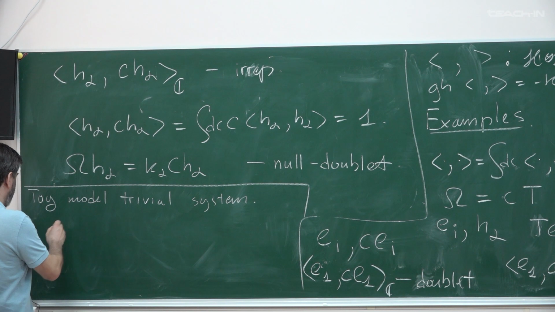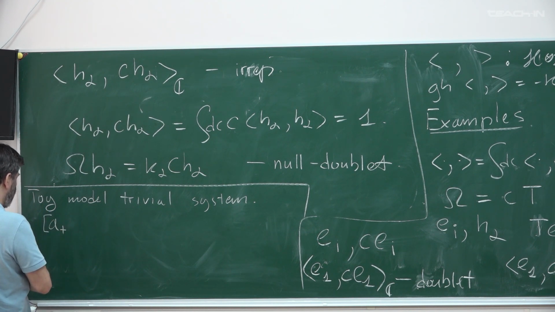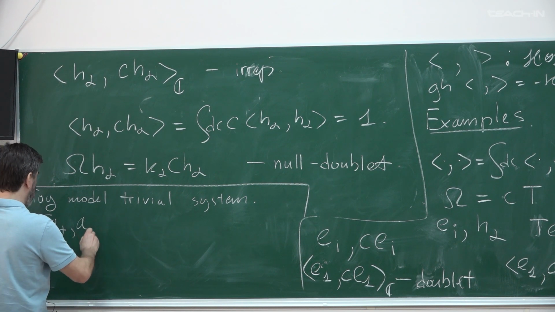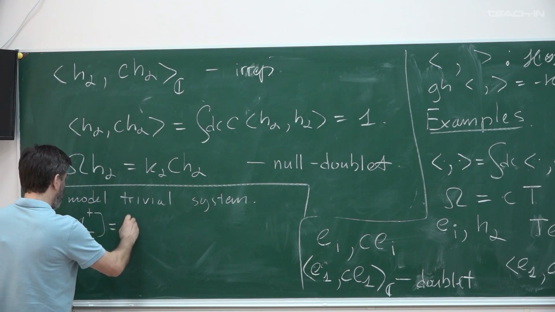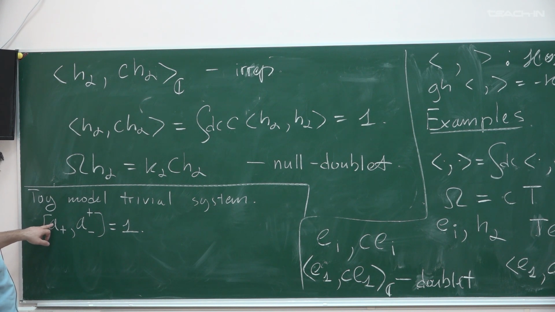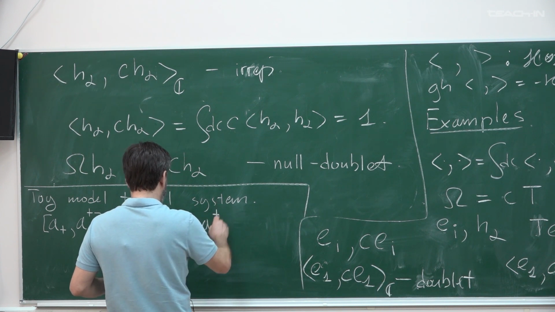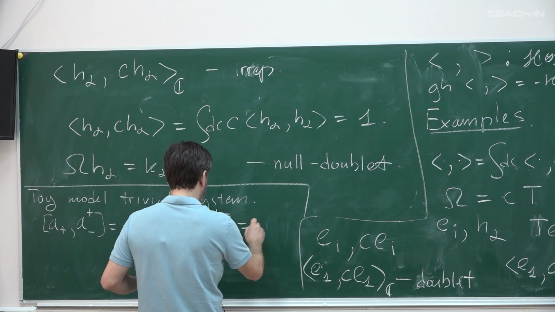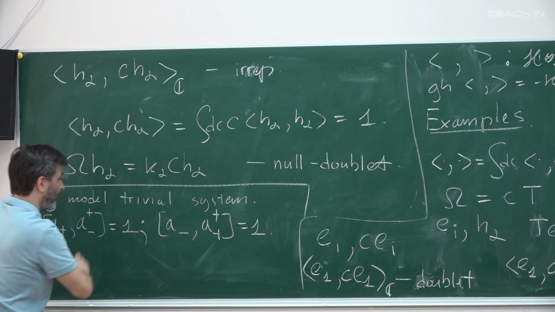So suppose that we have two pairs of oscillators which look like this. A plus, A minus dagger equal 1. So our algebra is generated by the following variables. It's like creation and annihilation operators. Then we have A minus, A plus dagger, that equals 1. And the rest of the relations, which are not written, are 0.